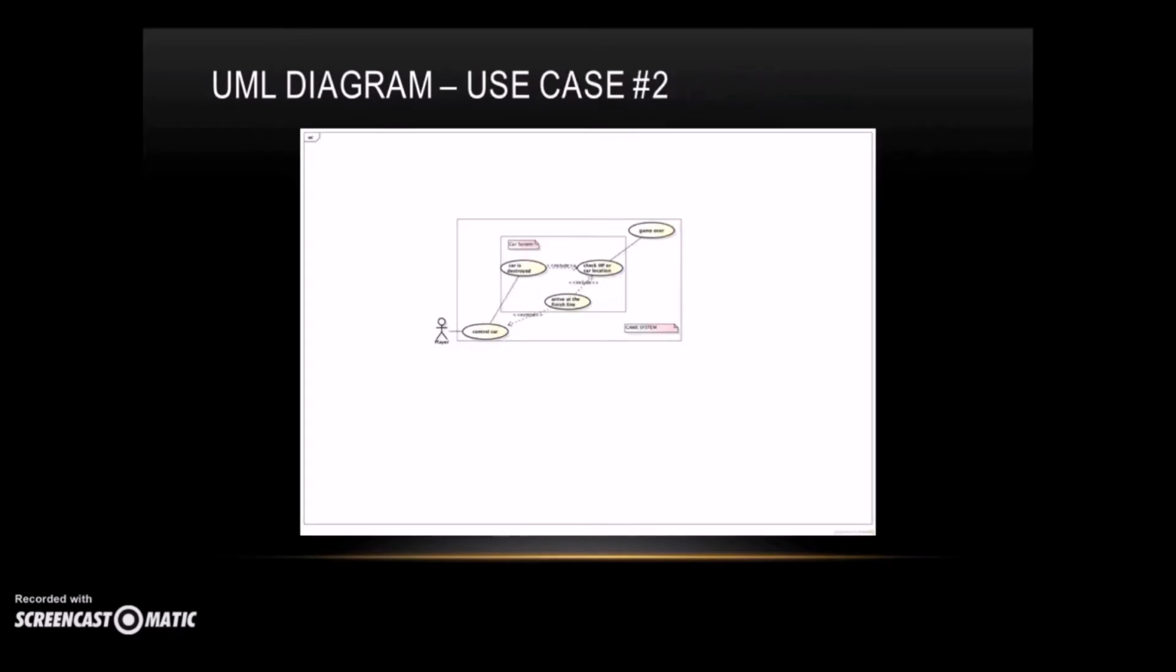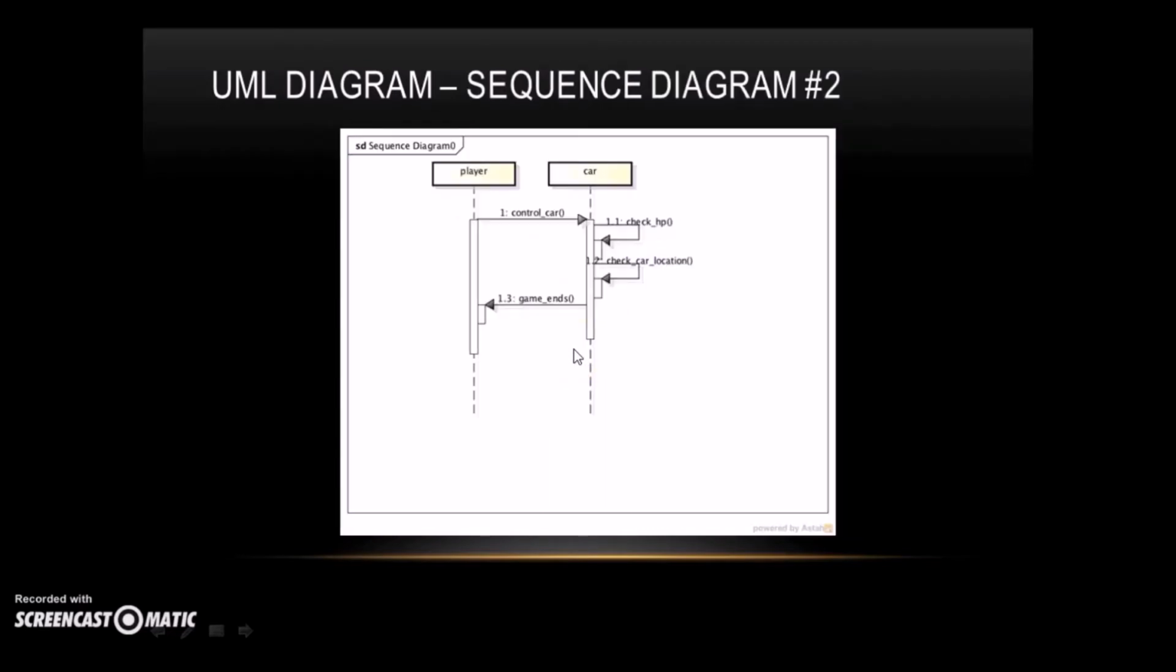The next use case is called end game. The game will end when the car's HP is below 0 or when the car arrives at the destination. Here is the sequence diagram for the end game use case.